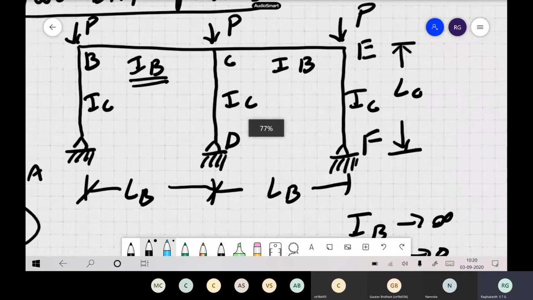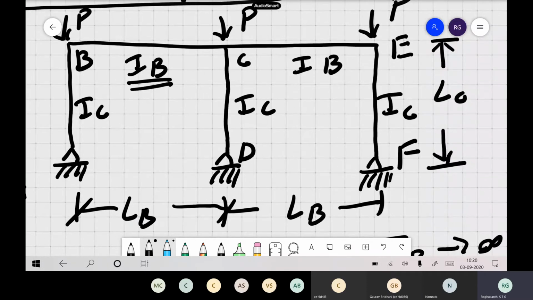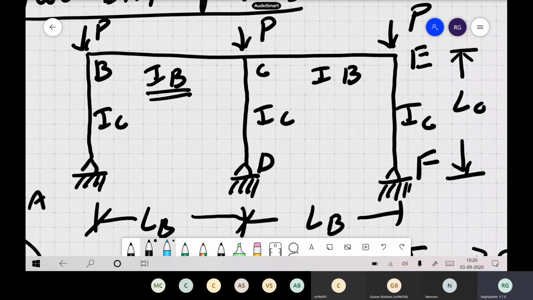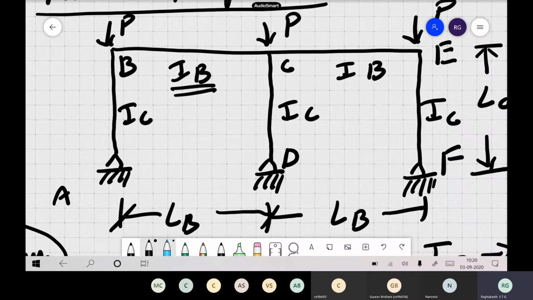What are the independent variables here? What are the rotations? How many rotations are there now? Six are there: theta A, theta B, theta C, theta D, theta E, and theta F. Six rotations are there, but the advantage is, although there are six rotations, the thing is you follow your slope deflection equations.